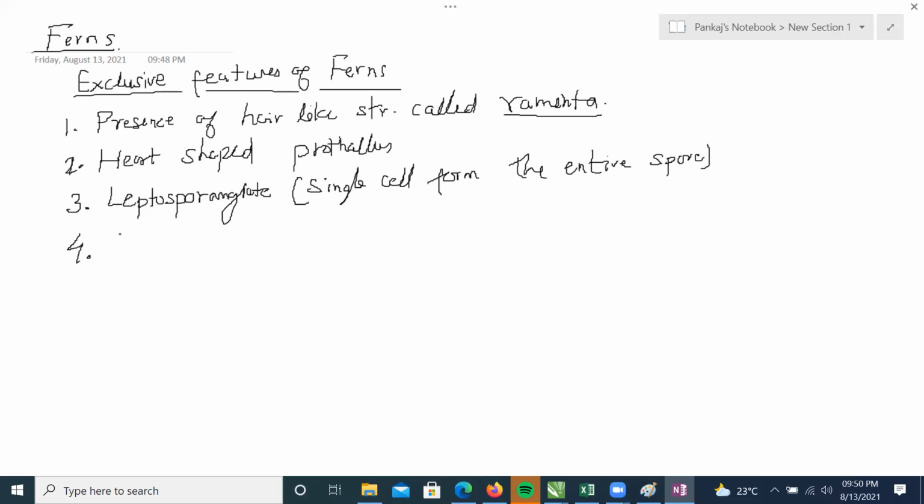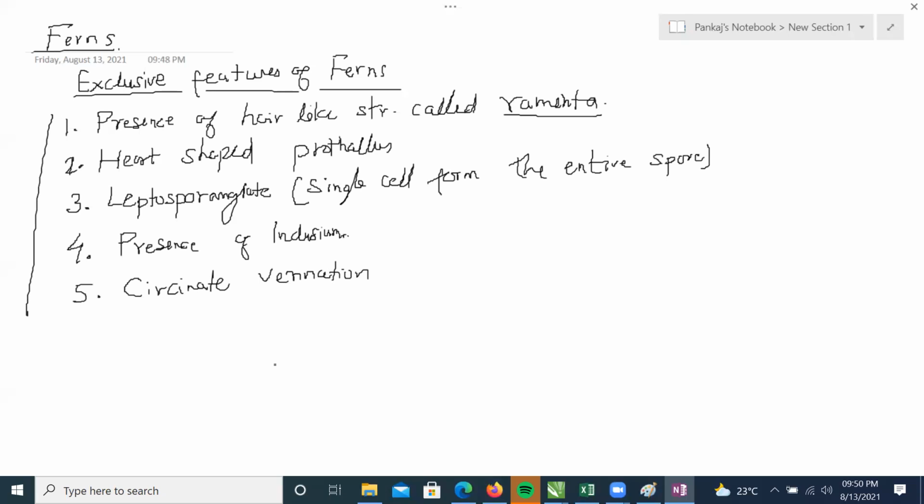Now, what is the fourth? Presence of indusium, right? So this is the fourth character. And the fifth one, which I have shown you, is circinate venation. That is coiling of the leaf before opening. This is what we call circinate venation. Okay. So these are the 5 characters exclusively found in ferns.